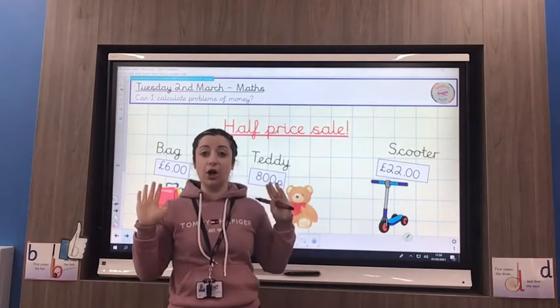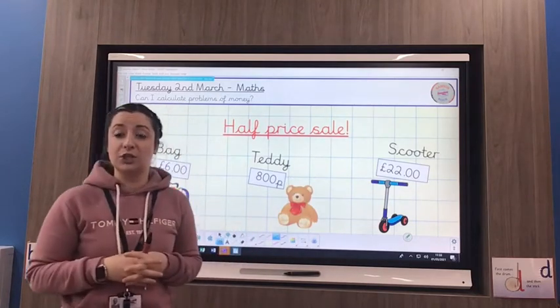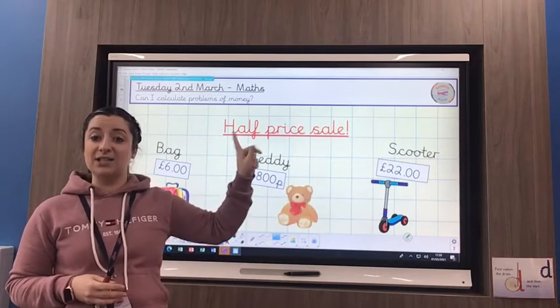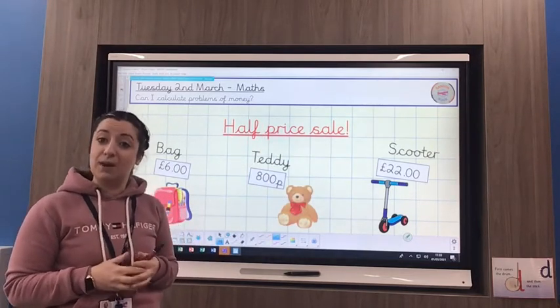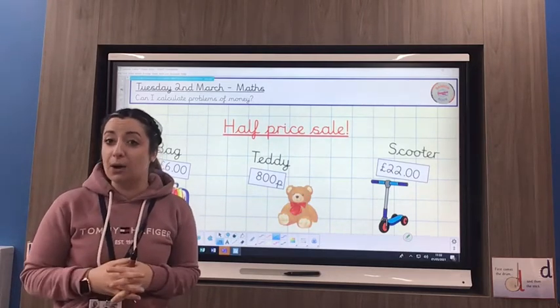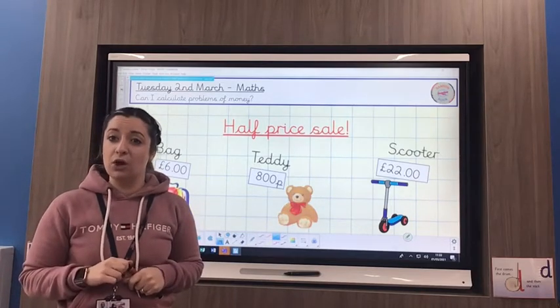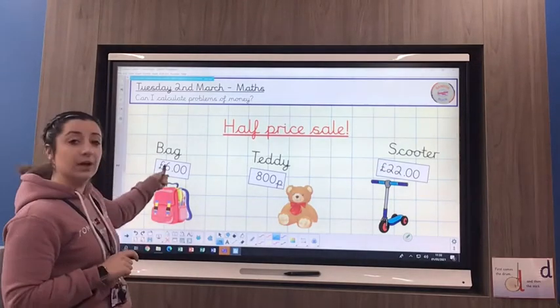Now, I haven't got the half prices of these yet, and that's the job that we're going to do now. We're going to find out how much each product would be if it had half price off it. And we often see half price sales when we're out shopping. So when we are no longer in lockdown and you go out shopping, maybe you can start working out in your head, how much would that be if it had half price off? Now, first of all, we're going to start with the bag.